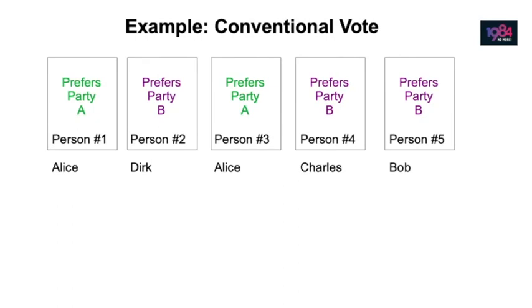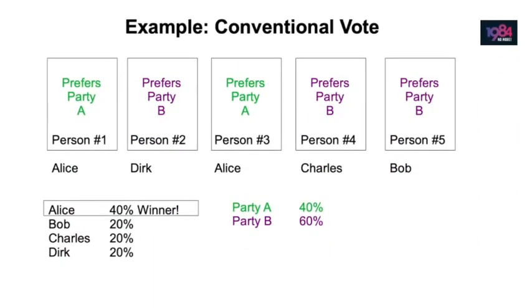Let's also assume that each voter identifies with one of 2 major political philosophies or parties. Persons 1 and 3, who also happen to vote for Alice, prefer Party A. Persons 2, 4, and 5 prefer political Party B but split their votes between Dirk, Charles, and Bob. As you can see here, in the conventional vote Alice receives more votes than anyone else with 40% of the total votes. She wins the election.